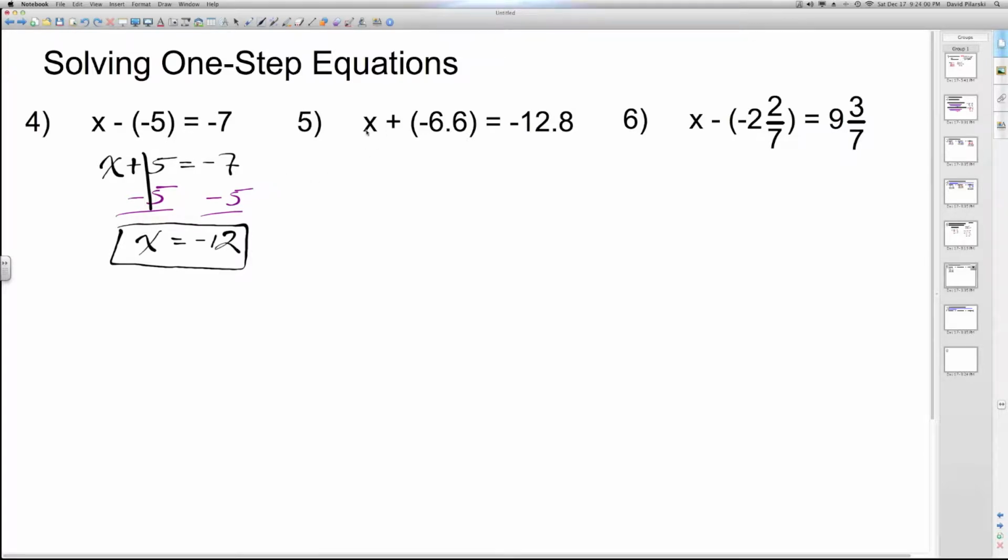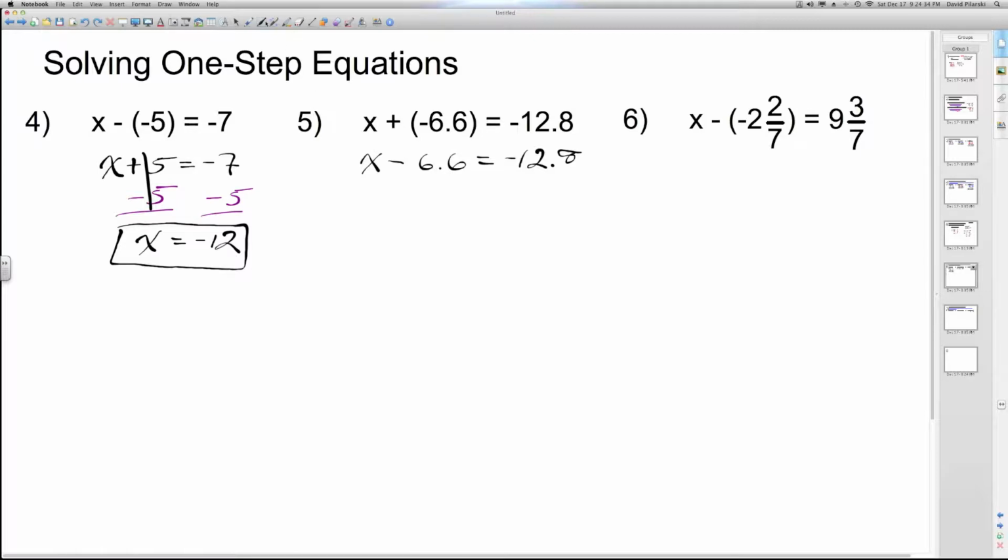In example 5, we have x plus negative 6.6 is equal to negative 12.8. Again, on the left of the equal sign here with the variable x, we have plus a negative number, a double-signed problem. As I've modeled in the examples on the previous slide and in number 4, we want to rewrite that. And this is a case where we're going to rewrite addition as subtraction. So it's going to be x minus 6.6 equal to negative 12.8.